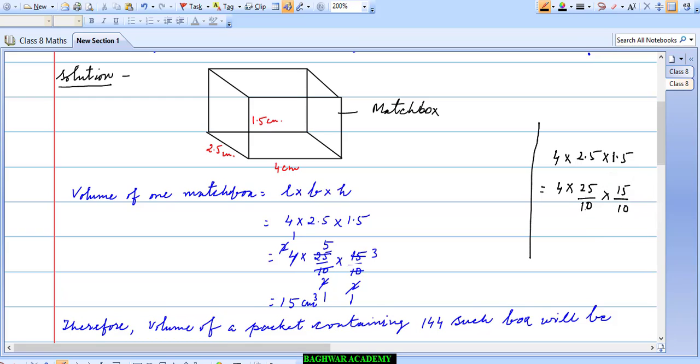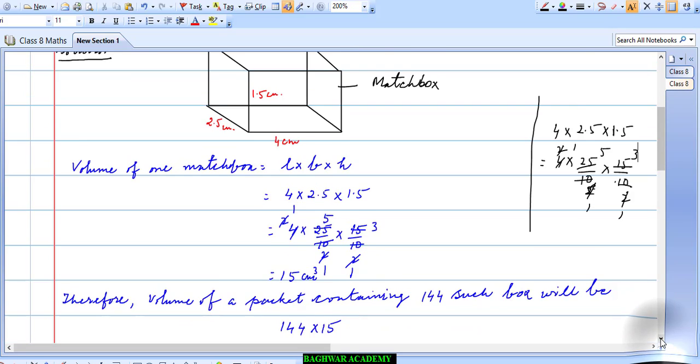Now just cancel. 5 twos are 10, 5 threes are 15, 5 twos are 10 and 5 fives are 25. Then 2 ones are 2, 2 twos are 4, 2 ones are 2 and 2 ones are 2. So what have we got? 15 centimeter cubed. This is the volume we have got.